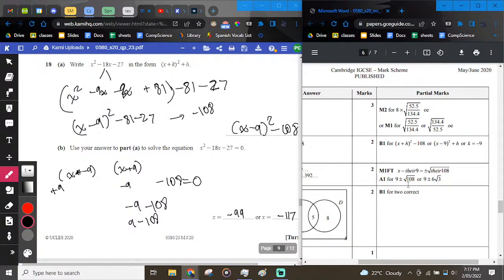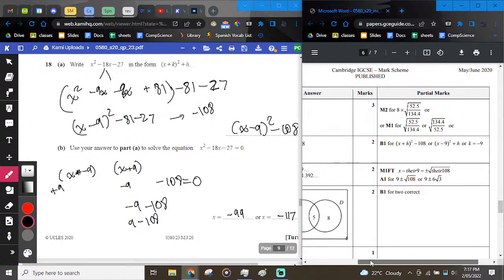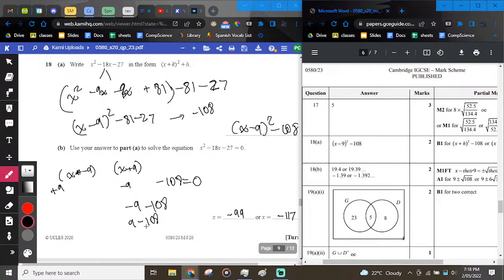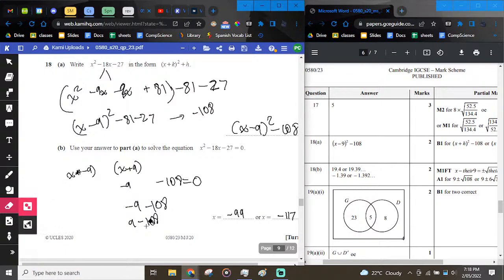X minus 9 equals square root. Ah, I see. I was unsure how to solve this, and now I have learned something new. Because we're solving for x, aren't we? It's not a simple equals 0 thing happening here.